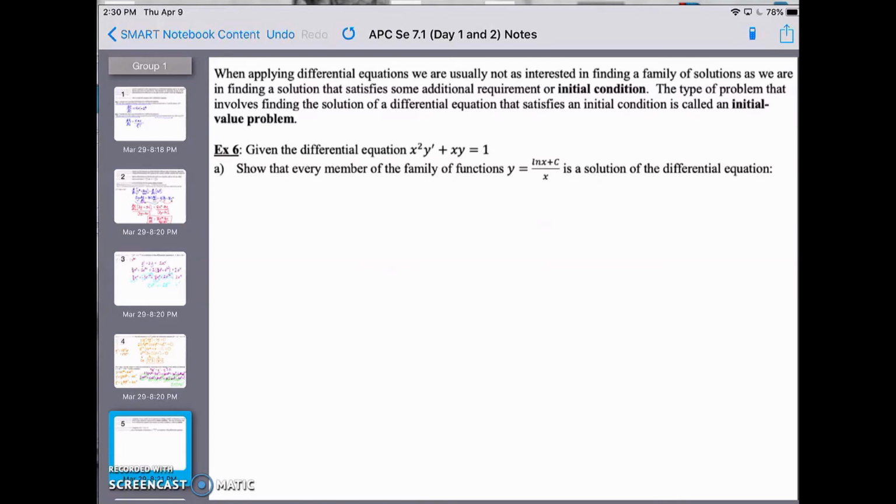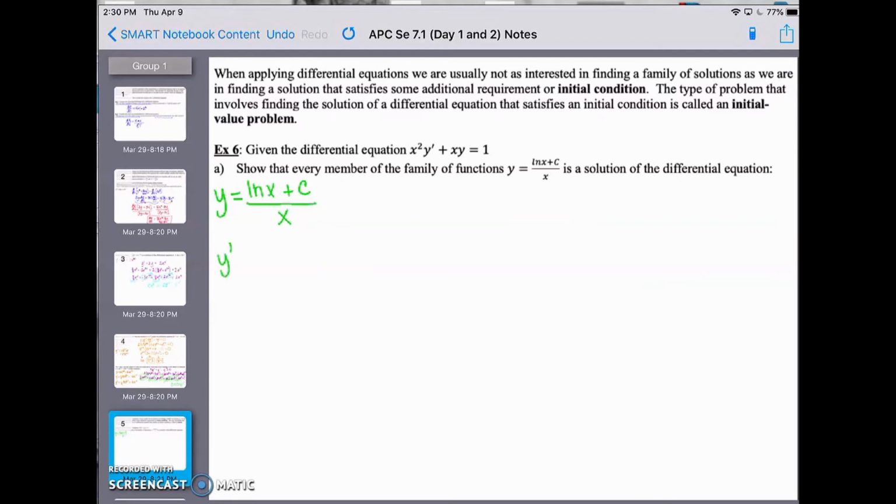So again, since our differential equation contains y prime, we are going to need to find y prime. Ooh, it's been a while since we've done this. y is a function that contains a quotient, so we are going to need to do quotient rule. We've got y equals ln x plus c divided by x. Okay, so what's my quotient rule? Low d high, right? And again, c is a constant, remember.